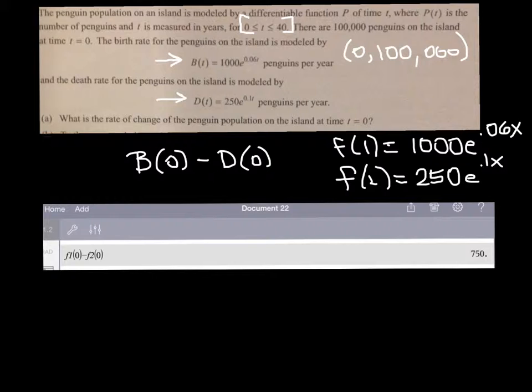So you can see here, when I did the calculator to get this, I pressed the var button. That's your variables. Under var, I pick F1 at 0, and then I minus, and then the var button again, but this time I choose F2 at 0. And the answer is 750 penguins. So this would be 750 penguins per year is the rate of change.